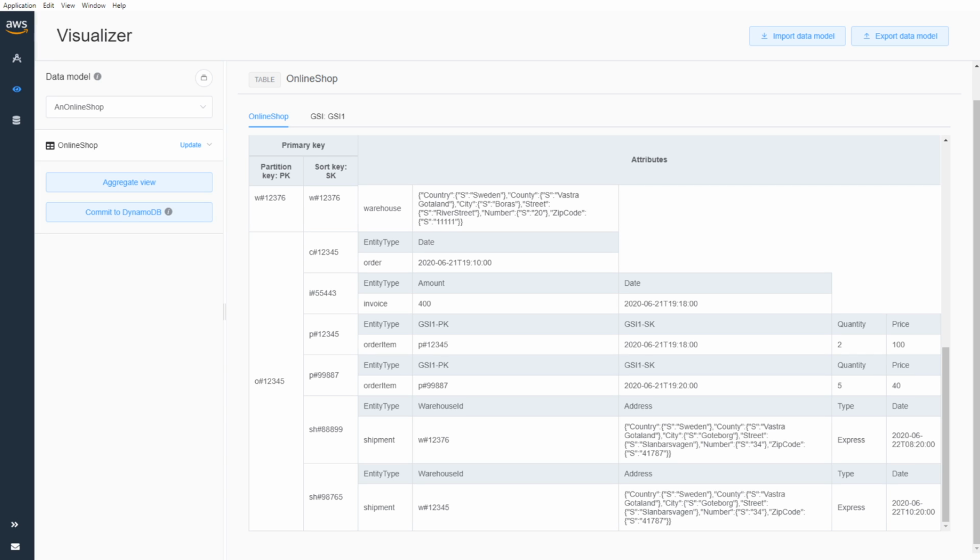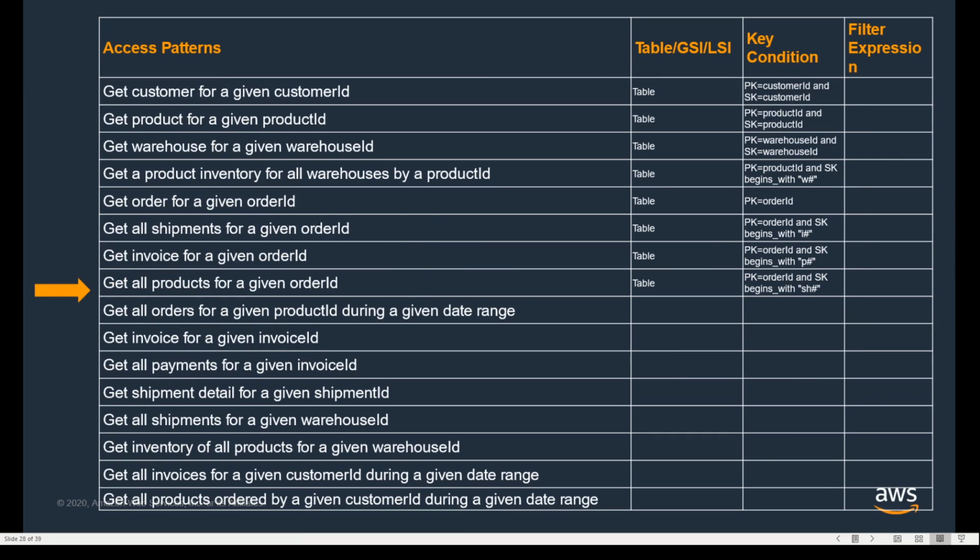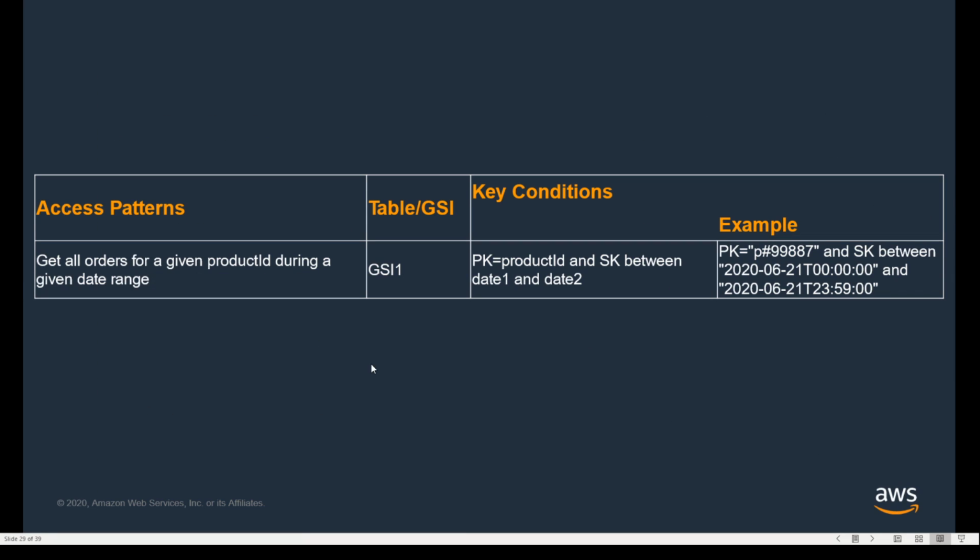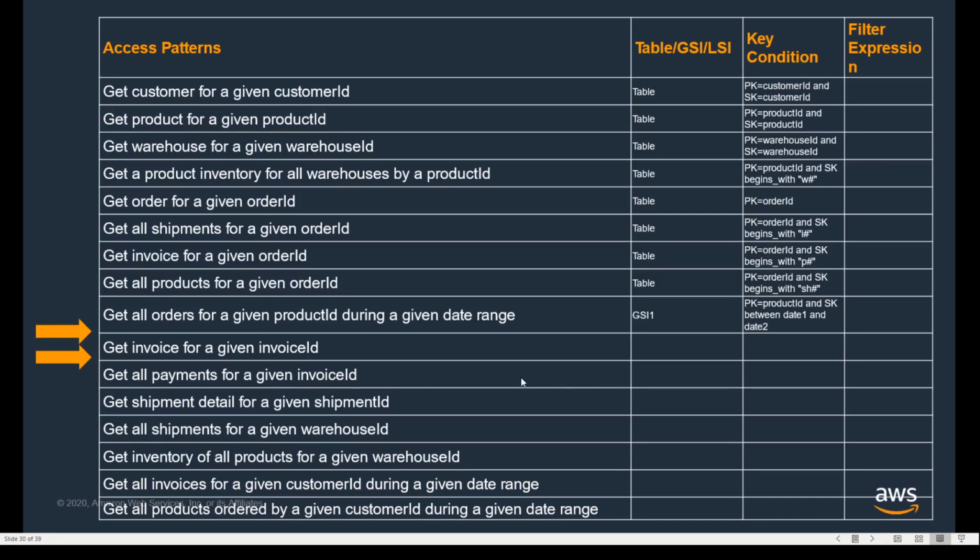So as you can see, we can build an extremely complex application here with many access patterns. So again, get all the orders to a given date range, query GSI1 by product ID, where the sort keys between date 1 and date 2. We can now look at, okay, let's go to our next set of access patterns, get invoices for a given invoice ID, get all payments for a given invoice ID, right?